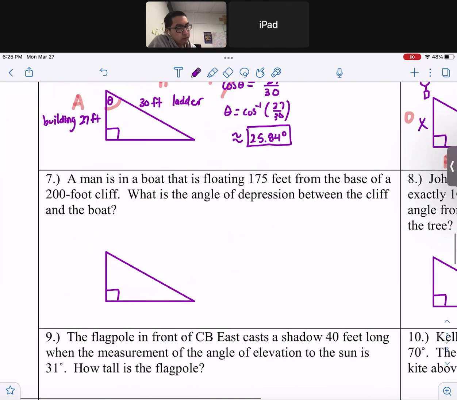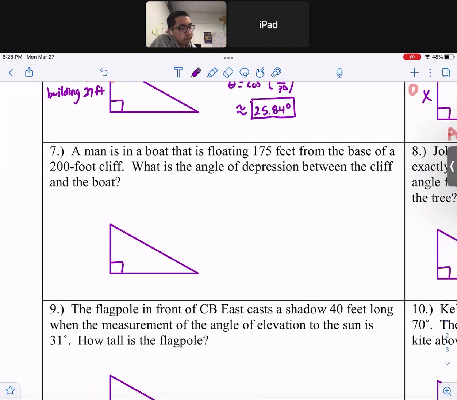Number 7. Okay, a man is in a boat that is floating 175 feet from the base of a cliff. So here's the cliff, everybody. 200 feet. A boat is floating 175 feet away from the base, which is the bottom of the cliff. So the boat and the man 175 feet away. And this is the lake, I'm assuming, or it's the water, or whatever that is. So what is the angle of depression between the cliff and the boat? Well, here's the angle of depression, you guys, which is right there.